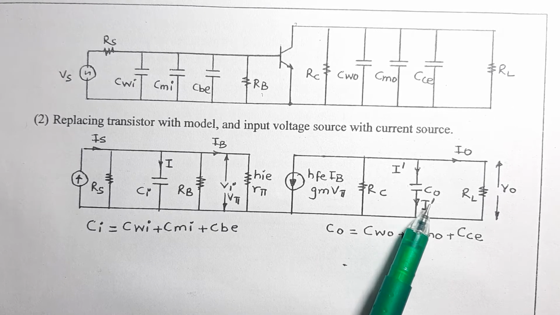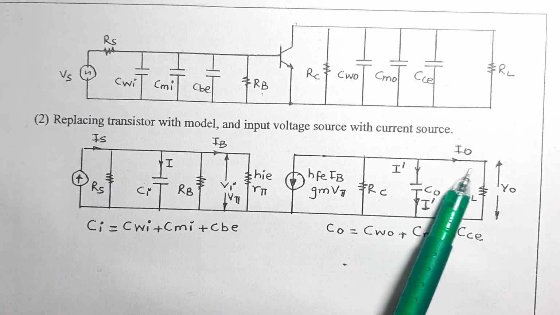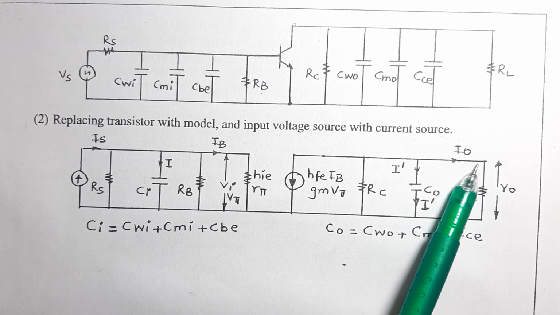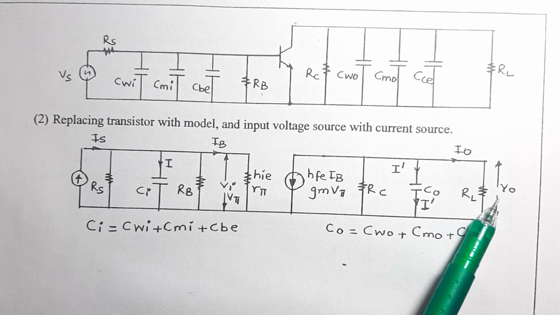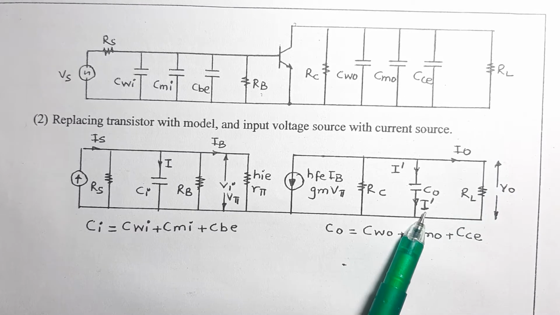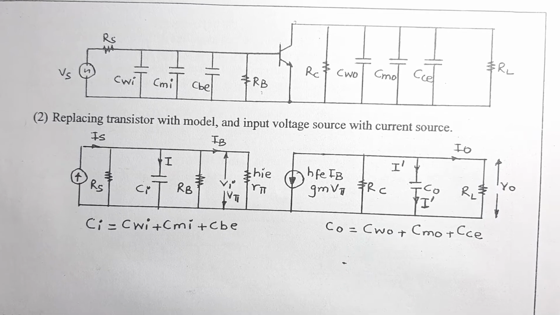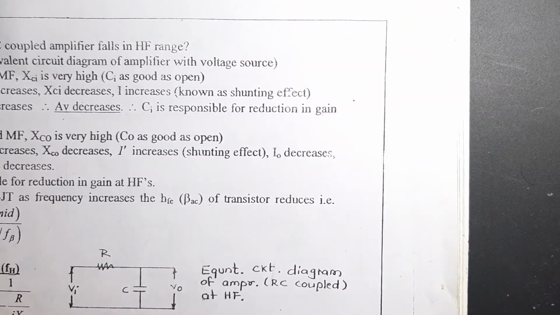Therefore if this increases, less amount of IO is being passed through this RL. So in that case, if IO decreases, your VO decreases over here. Hence your AV decreases in nature. Therefore CO is responsible for the reduction of gain at the output section over here. Now we'll come back to our main topic over here.